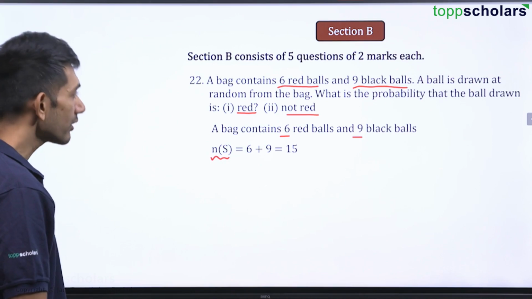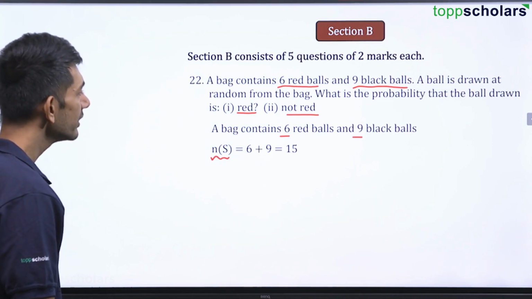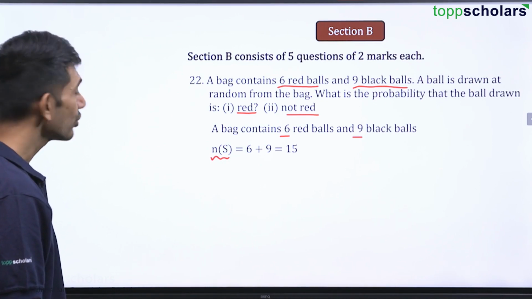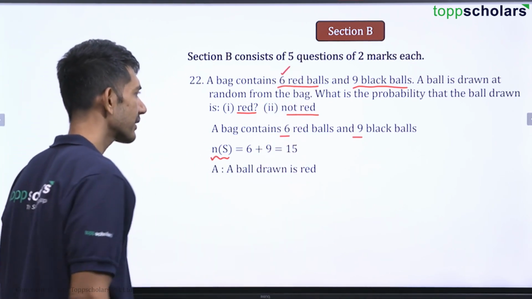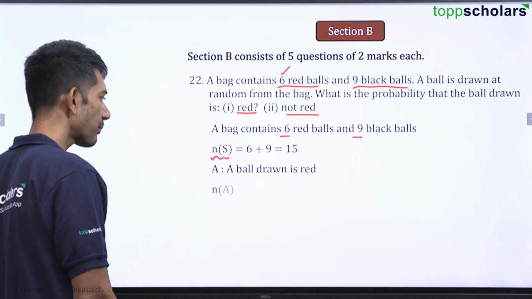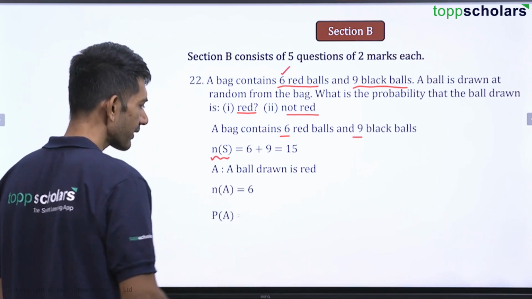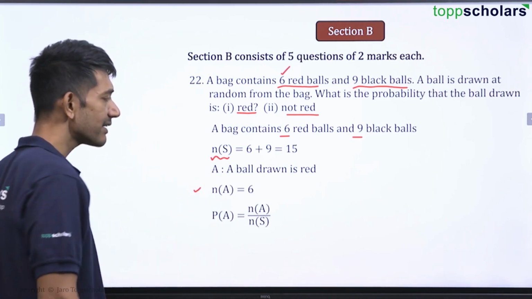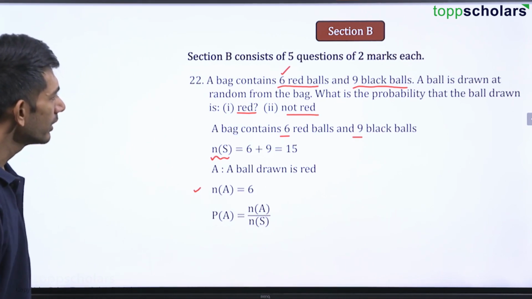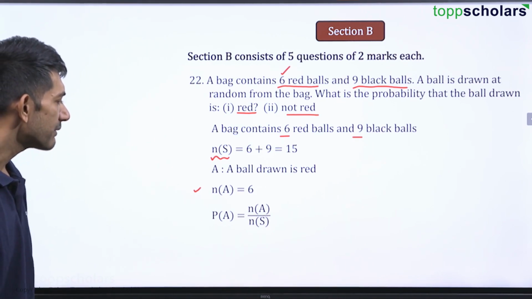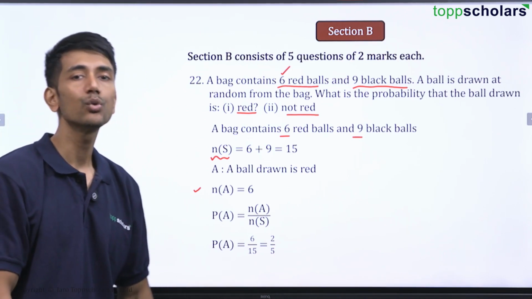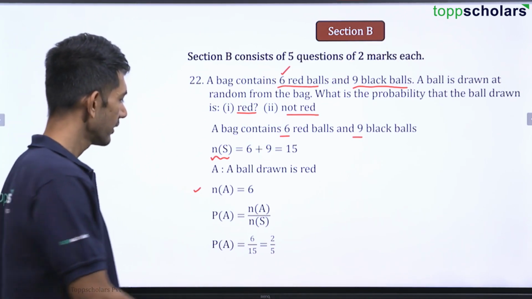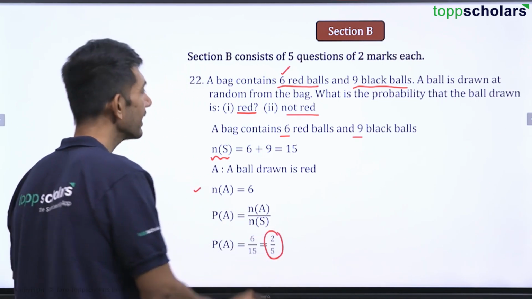After that, what is the probability that the ball drawn is red and second is not red? If the ball drawn is red, how many red balls are there? There are 6 red balls. So can I say the probability of event A, where A is an event of getting a red ball, is going to be 6 by 15, and 6 by 15 is nothing but how much? You can solve that further to get the final answer as 2 by 5, right? So 2 by 5 is the final answer.